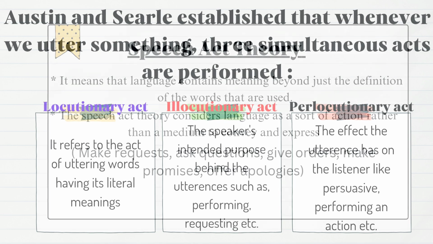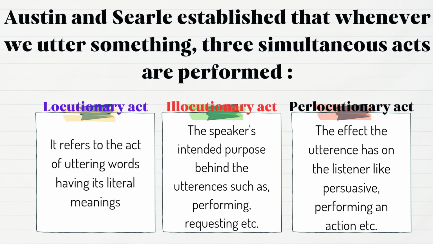Furthermore, Austin and Searle established that whenever we utter something, three simultaneous acts are performed. First one is locutionary, then illocutionary, then perlocutionary act. So, what is locutionary act? It refers to the act of uttering words having its literal meanings. The locutionary act refers to the concrete form of language that we utter having its original meaning. It means that all the acts of saying or writing something belong to the locutionary act.